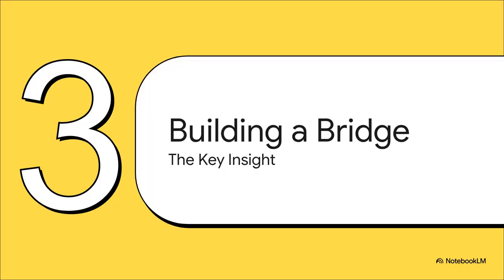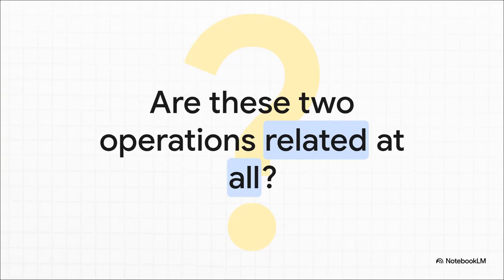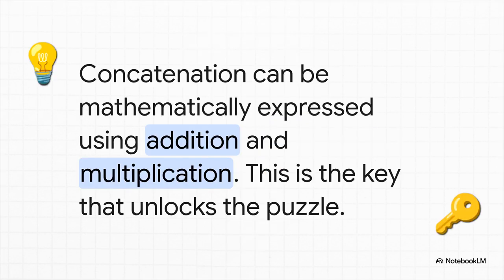So, okay, we've got these two very separate ideas, adding values and joining digits. On the surface, they seem to have absolutely nothing in common. But the real aha moment, the key insight that comes from our source material, is finding this hidden bridge that actually connects the two. And that's really the question, isn't it? Are these two operations related at all? One feels like pure math. The other feels more like something you do with words or text. Is there any real mathematical connection between them? And believe it or not, the answer is a huge yes.